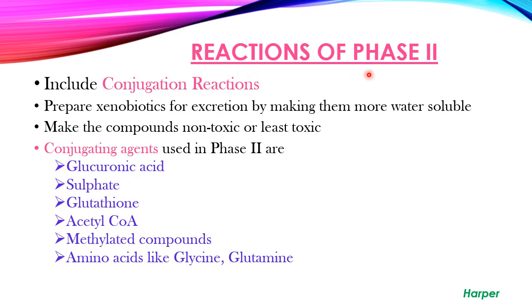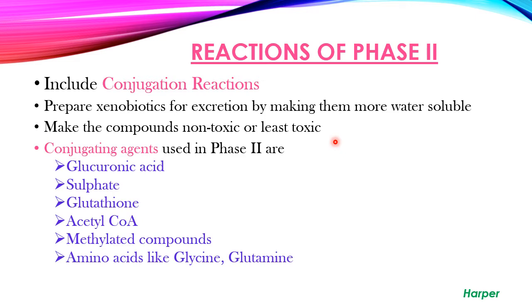Biochemical reactions of phase 2. Phase 2 reactions are simply termed as conjugation reactions. Conjugation reactions make xenobiotics ready to get excreted out of the body by transforming them into more water-soluble metabolites. And as a result, xenobiotics or compounds become non-toxic or least toxic, so that when they leave the body, they are released in a form that protects the environment.